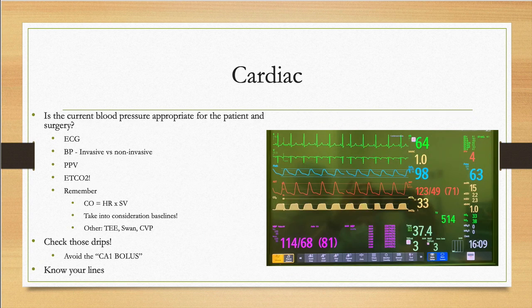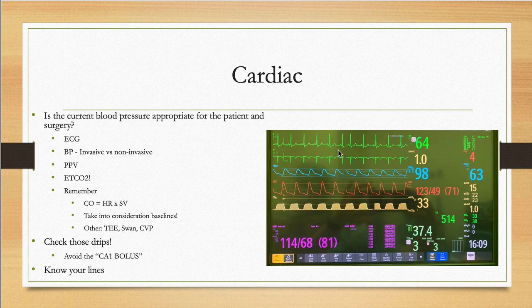So moving down from the head, I like to assess the cardiac system next. And the question that I ask myself is, is the current blood pressure appropriate for this patient in this surgery? The reason I phrase that question in that regard is, of course, you want to know that the patient's blood pressure is enough for organ perfusion. However, there are types of surgeries where particular blood pressures are targeted, whether it's maintaining a low blood pressure, like during liver resection where you do low CVP anesthesia, or during, say, a cerebral aneurysm clipping, et cetera. So just being mindful of those goals.